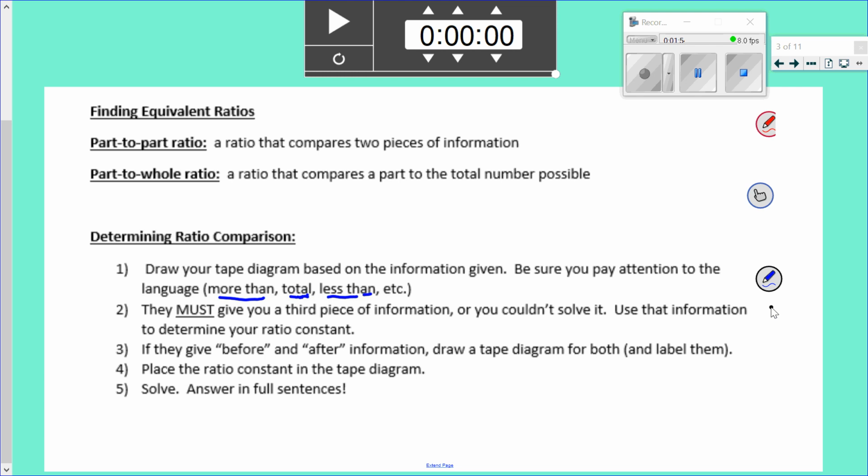For all these problems, they must give you a third piece of information. If they don't give you a third piece of information, you literally couldn't solve the problem. You can't solve the kind of problems we're going to have today with just a ratio. They're going to give you another piece. The whole key is taking that piece and using that to determine your ratio constant.